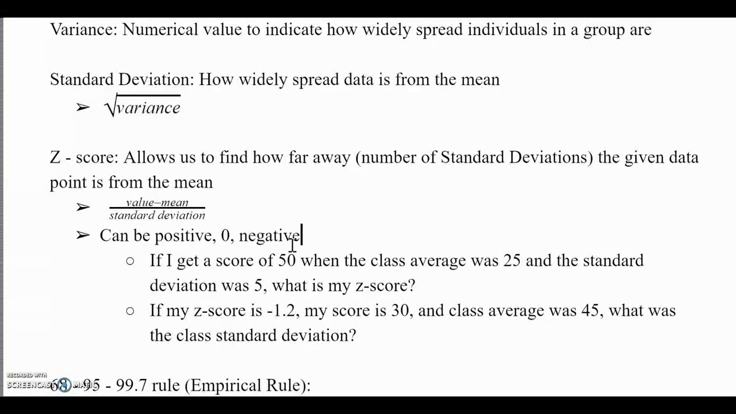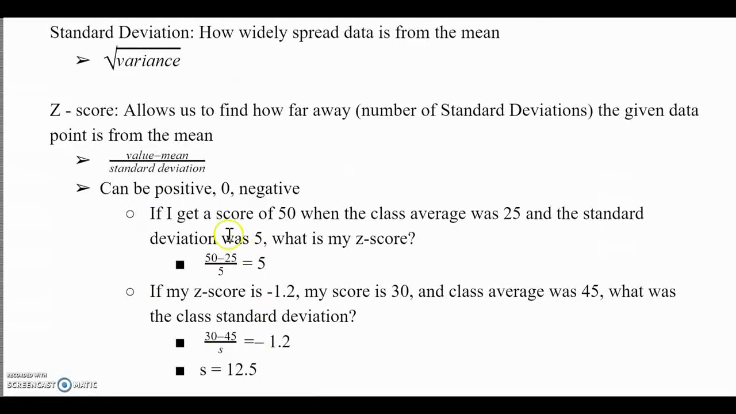Now I want you to try the bottom two questions by yourself. If I get a score of 50 when the class average is 25 with a standard deviation of 5, what is my z-score? If my z-score is negative 1.2, my score is 30 and the class average is 45, what is the class standard deviation? These two questions will show you how to manipulate this value.